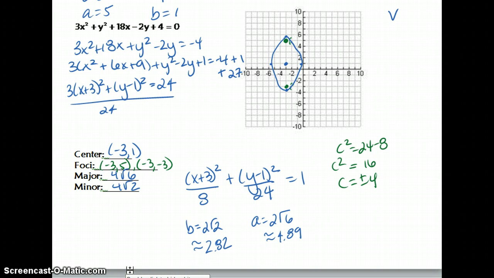Notice that this was a vertical ellipse, and make sure that for the foci, since C was an integer, please make sure you put the actual values and don't just write negative 3 comma 1 plus or minus 4. Please actually write the ordered pairs.